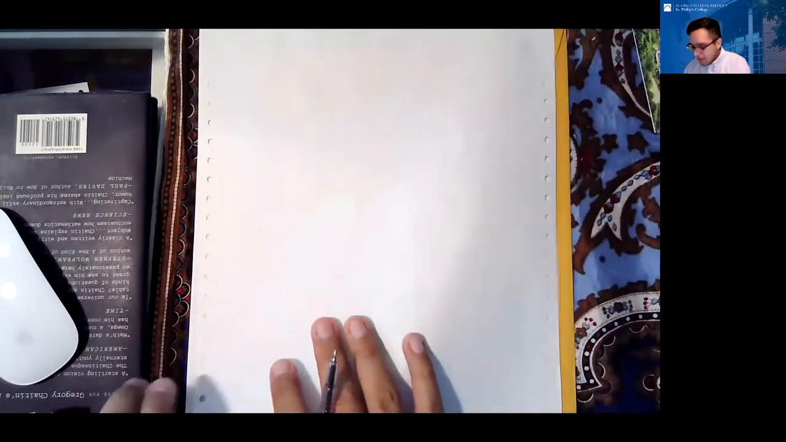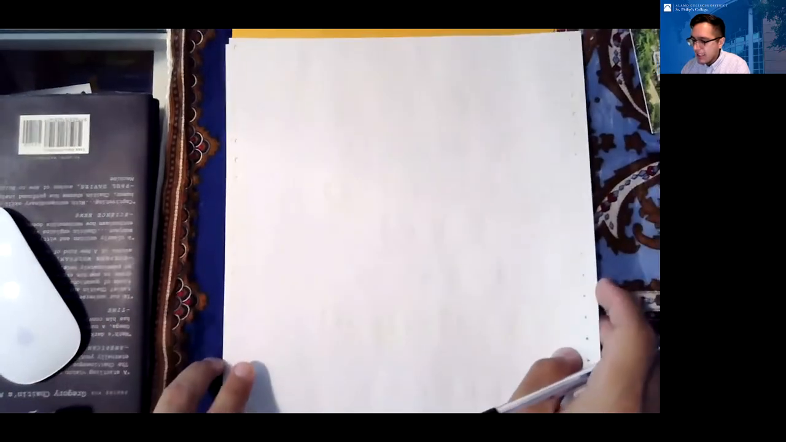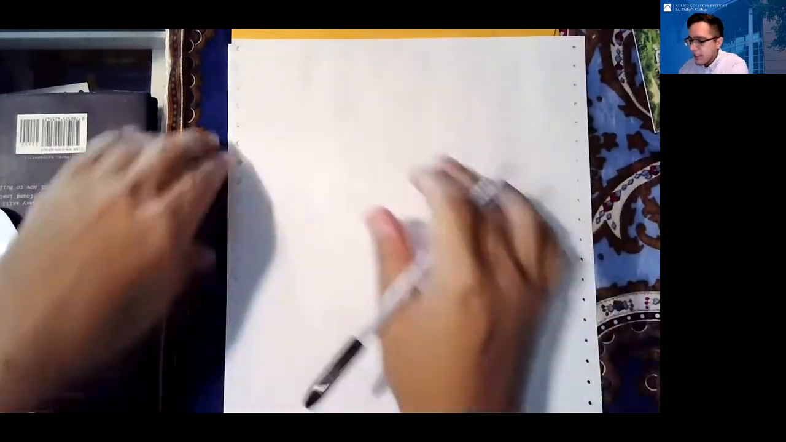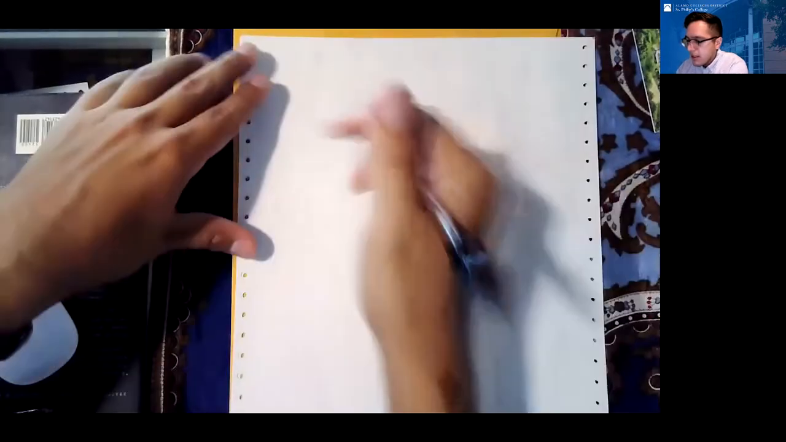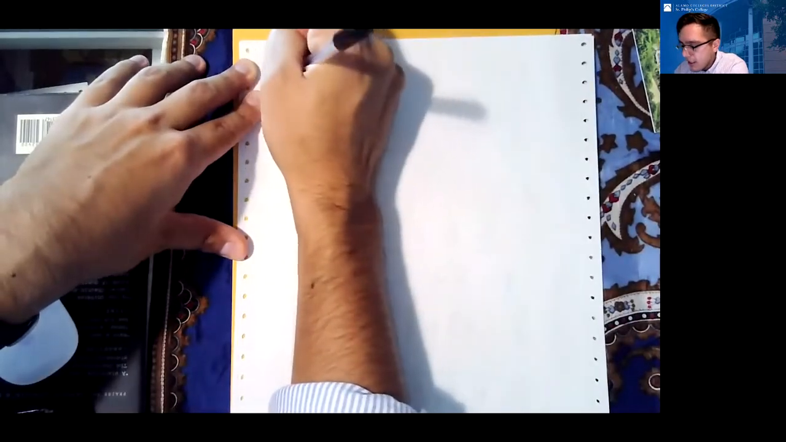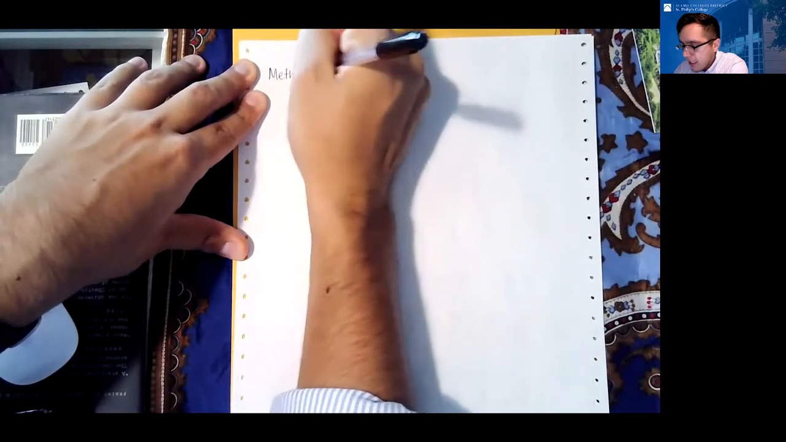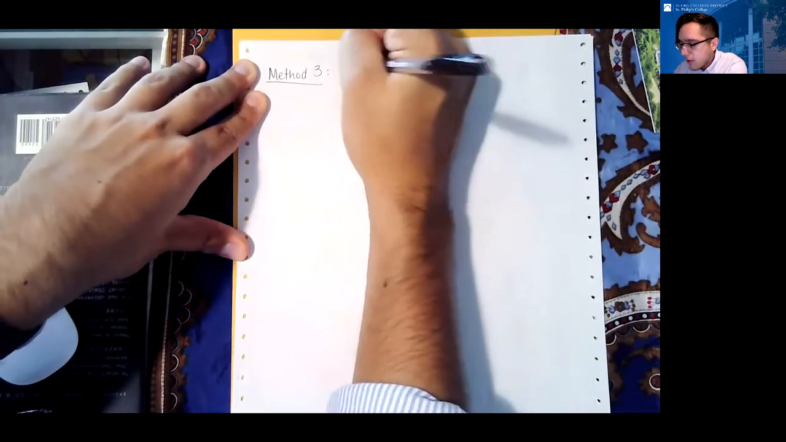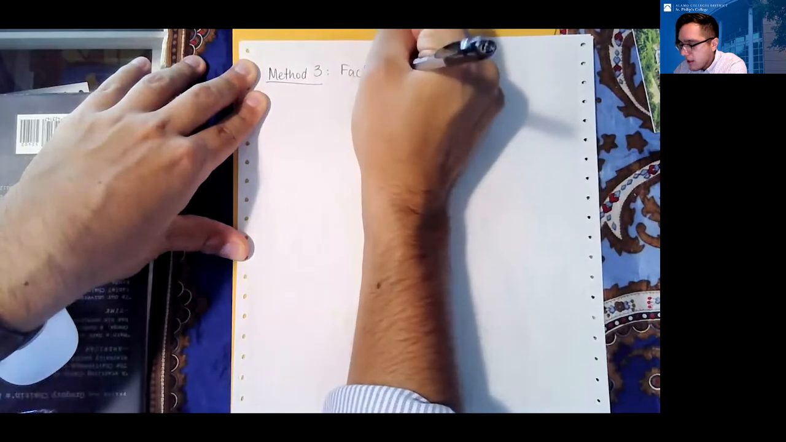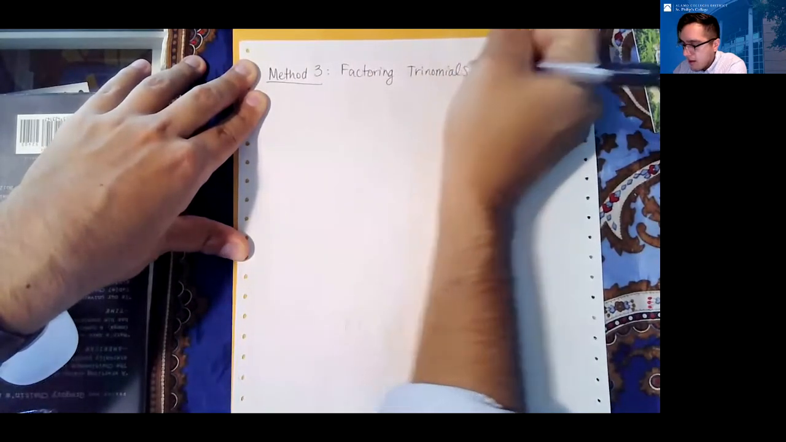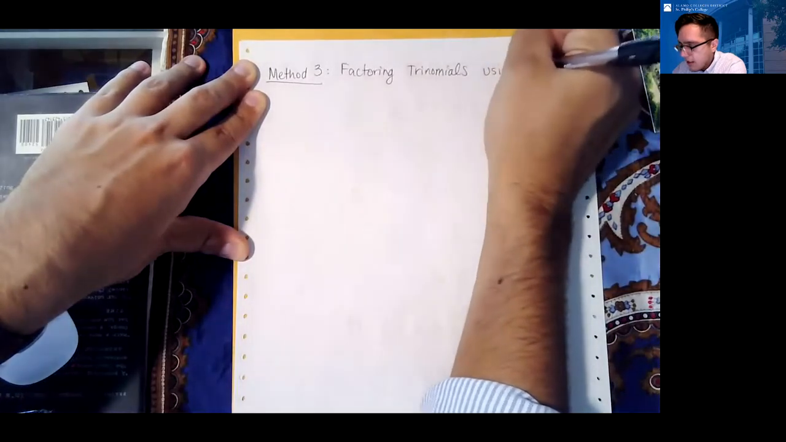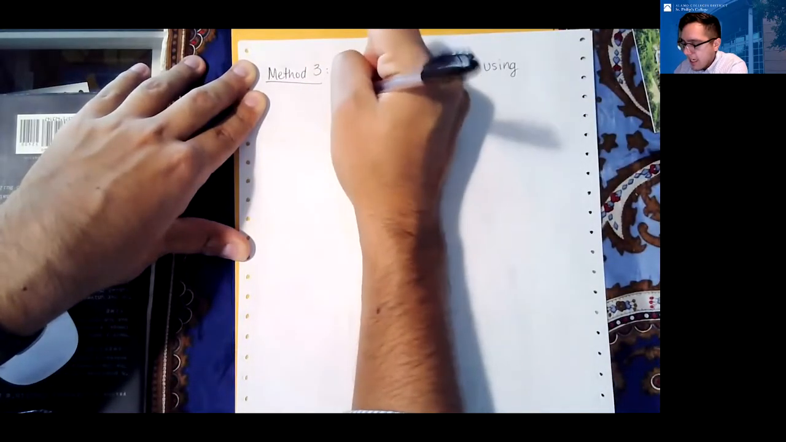Okay. So now what I want to do is focus the last 30 minutes of class on our third factoring technique. And then maybe we'll have time to get into some special factoring formulas. The third factoring technique is called factoring trinomials using the AC method.